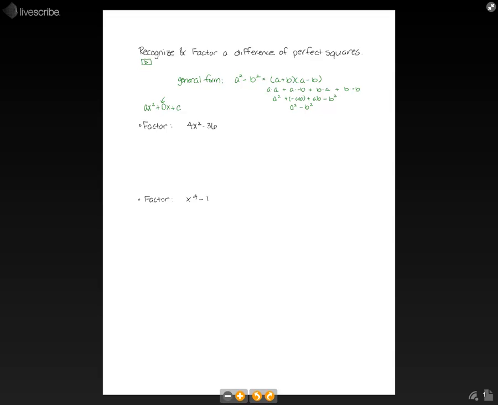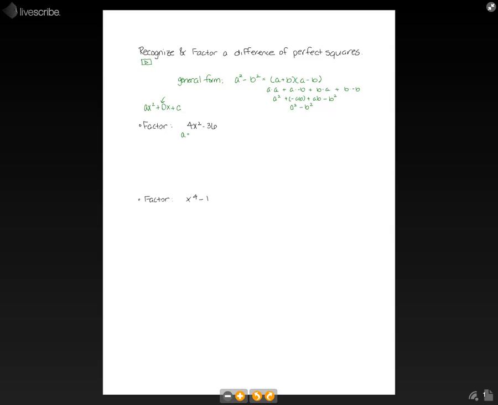First, we're asked to factor 4x squared minus 36. So we recognize that this is going to be a perfect square because if you take the constants of each of the terms, then their square root should be a rational number. So the square root of 4 is 2, which is a rational number, and the square root of 36 is 6, which is also a rational number. That being said, we can then define our terms.